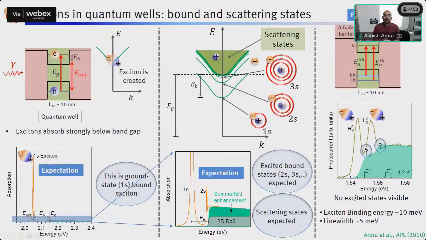Therefore, what I mean is that in an experiment like this, since the exciton binding energy is pretty large, linewidth is also pretty large, the ground state exciton resonance is visible, whereas excited states are not visible, and as theoretically expected, the Sommerfeld enhanced density of states step is visible.